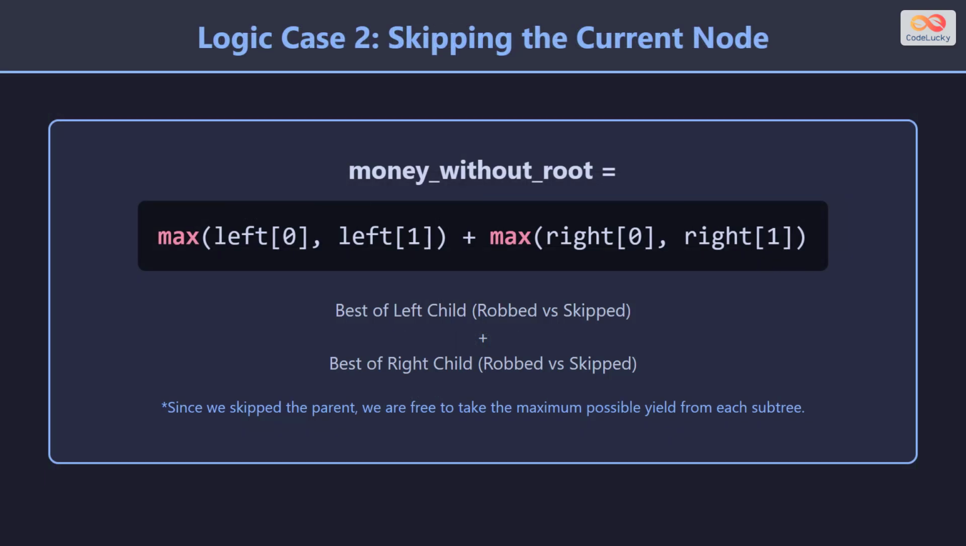Now, let's calculate the value for skipping the current node. Since the parent is not robbed, we are free to choose the best outcome for the left child and the best outcome for the right child. For each child, we take the maximum between robbing it or skipping it.